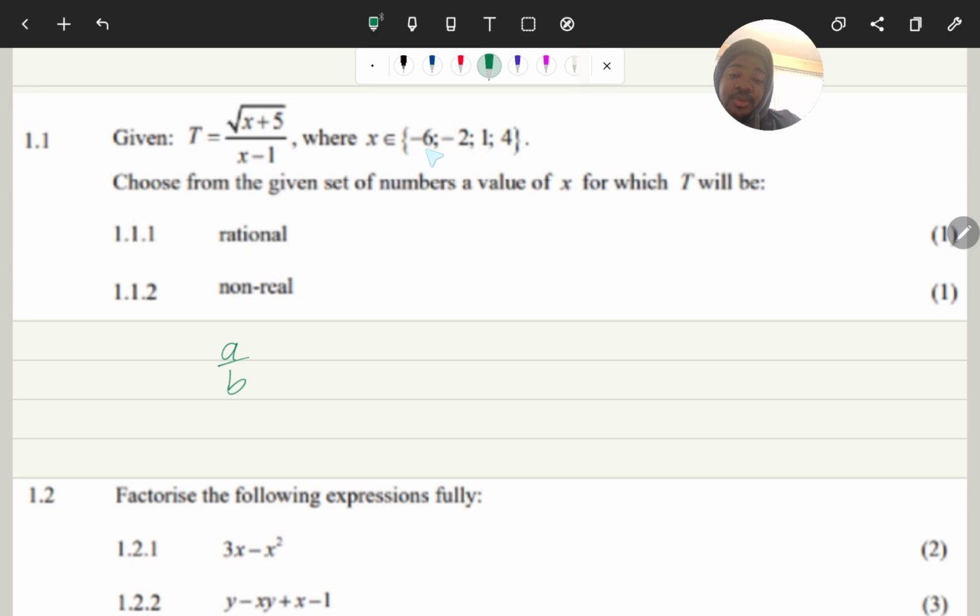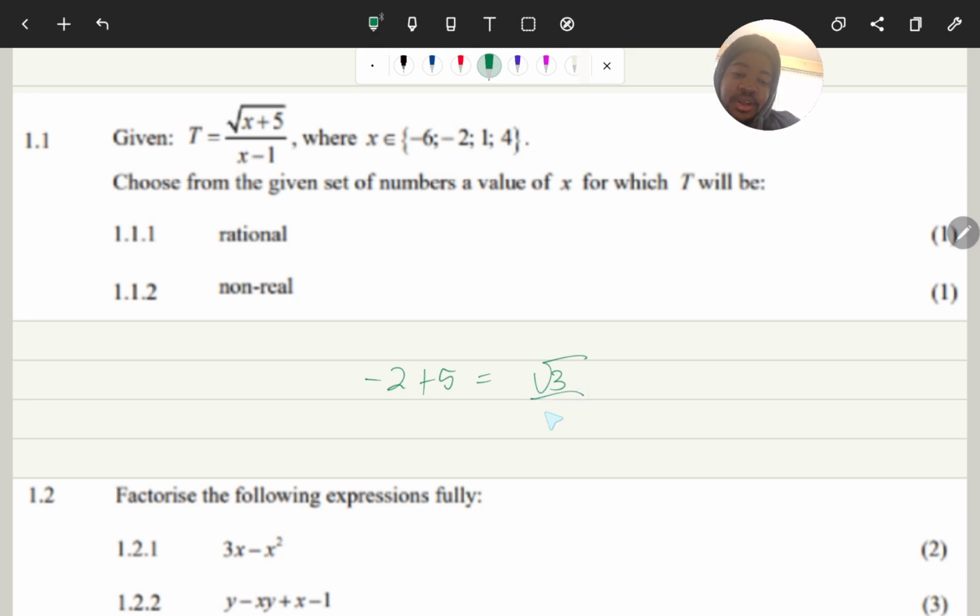Cool stuff. So if we pick minus 6, you're going to have minus 6 plus 5, which is minus 1, and this is not a real number. So we move from minus 6 to minus 2. What about minus 2? We have minus 2 plus 5 equals 3. But then the square root of 3 is a real number. What I'm trying to say is the square root of 3 is not rational, right?